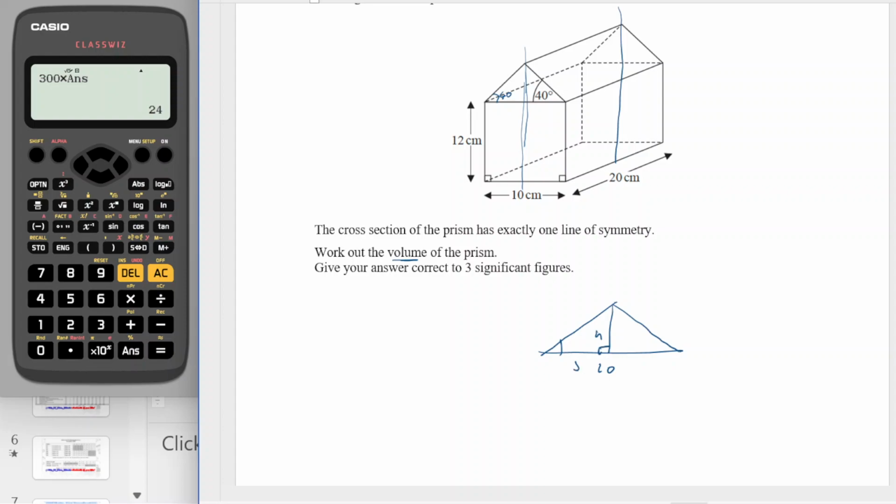I'll treat it as a right angle triangle. I'll call that side 5. And if that's 40, that becomes the opposite, and then this becomes the adjacent. So we're using the tan ratio, opposite over adjacent. We want to work out the opposite, so the formula is going to be opposite is equal to tan times adjacent. So the height of this is going to be equal to tan of 40 times by 5. I'm going to leave it like that for the moment.